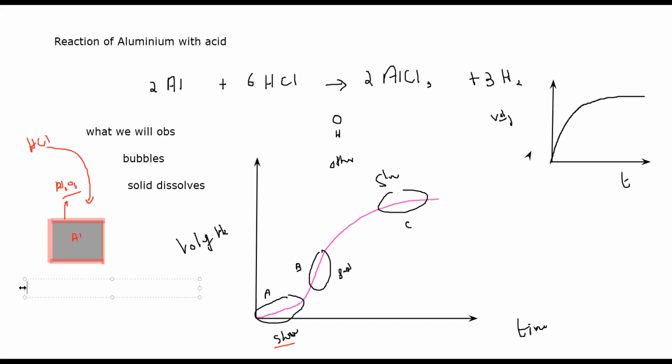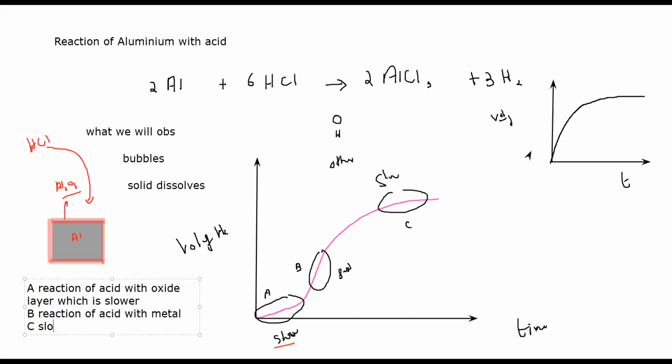Is it clear? At A, the reaction is with the oxide layer; at B, the reaction of acid with metal; and at C, it slows down as the amount of reactant decreases.